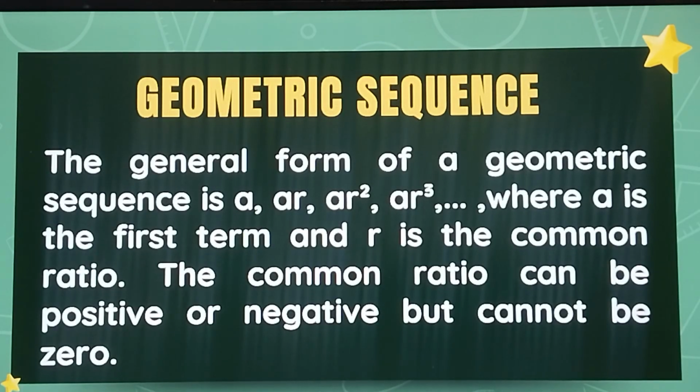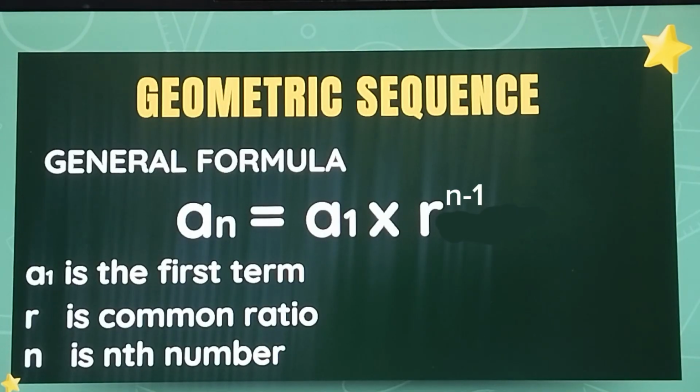So the general form of a geometric sequence is a, ar, ar squared, ar cubed, and so on, where a is the first term and r is the common ratio. The common ratio can be positive or negative but cannot be equal to 0. The general formula of a geometric sequence is a sub n equals a sub 1 multiplied by r raised to the power of n minus 1, wherein a sub 1 is the first term, r is the common ratio, and n is the nth number.